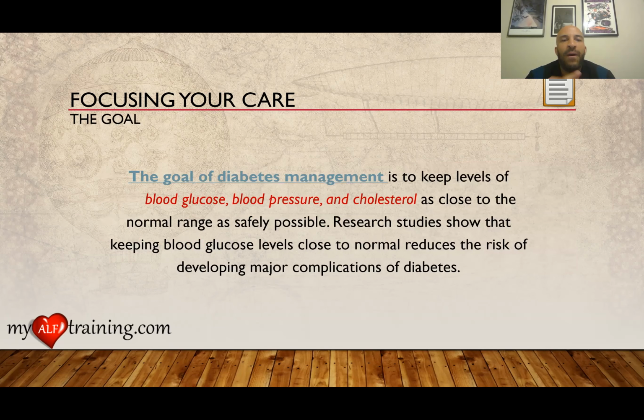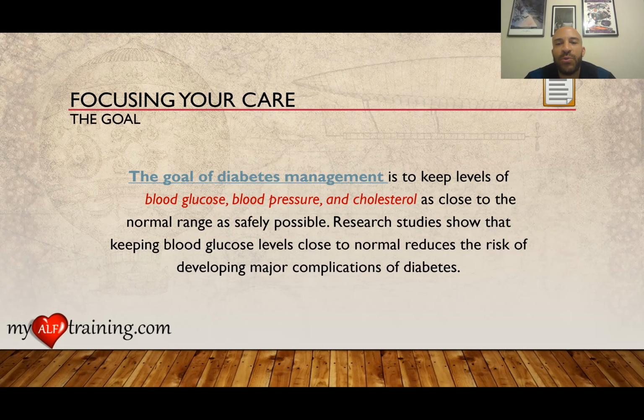So all of that, we're still focusing in on our care because I want you to know what the rest of your medical team will be expecting from you and how we can definitely meet and exceed those expectations. So the goal of diabetes management is to keep levels of blood glucose, blood pressure, and cholesterol levels as close to the normal range as safely possible.